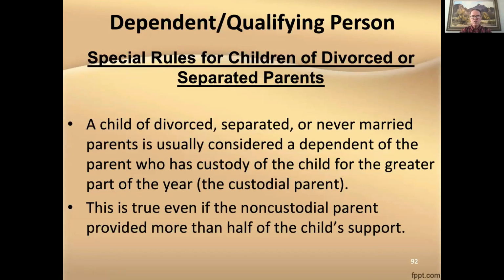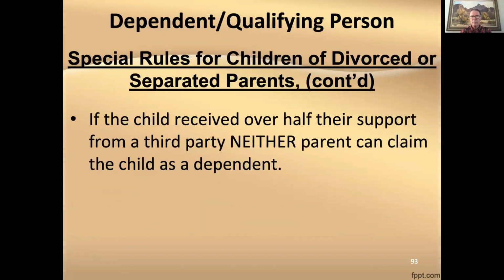Okay, back to the children of divorced or separated parents. A child is usually considered a dependent of the parent who has custody of the child for the greater part of the year. That's the custodial parent. And that's true even if the non-custodial parent provided more than half of the child's support. If the child received over half their support from a third party, neither parent can claim the child as a dependent.